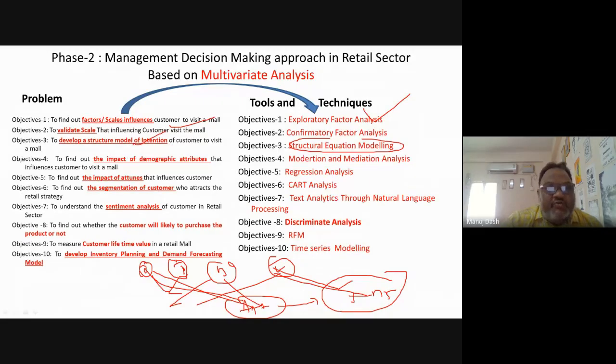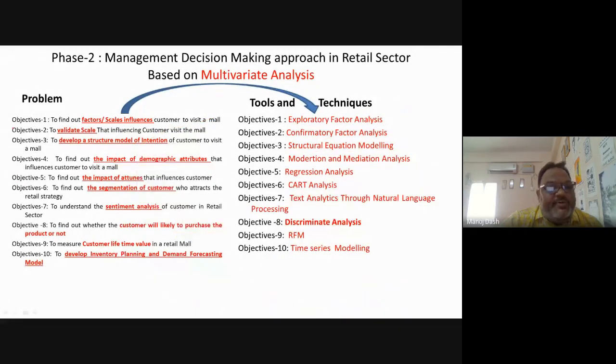Fourth thing is I want to know whether demographic characteristics, meaning gender, age, income, and area, have some influence on the customer visit. In this case, I apply moderation and mediation analysis in SEM. Clear? Now the next objective I develop. Now listen, in one objective I can write one paper. One paper I write on factor identification, validation of factor, structural model, impact of demographic characteristics.